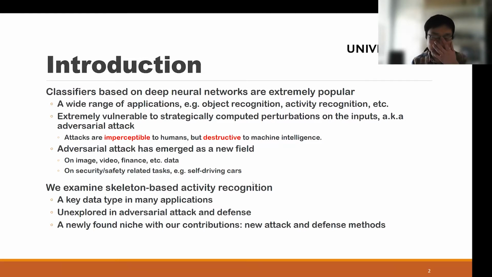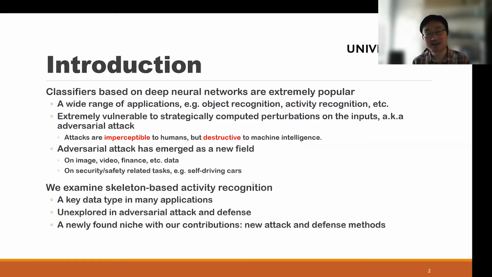Since then, adversarial attack as an independent research field has emerged. People have tried this on different data sets, for example, images, videos, finance data, 3D meshes. Since this universal vulnerability has been identified in deep learning classifiers, in a lot of areas it has caused serious concerns, for example, in safety and security, in life or time critical tasks like self-driving cars.